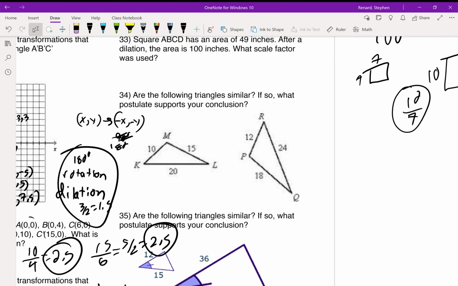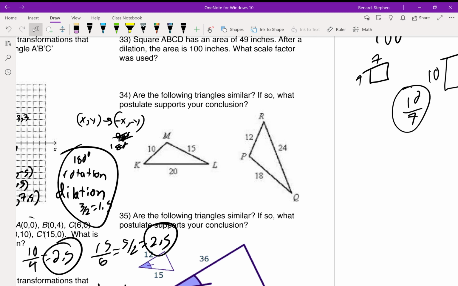Moving on. Are the following triangles similar? Oh, wait, similar? Someone say similar? Unless you're honors geometry, skip it. Are the following triangles similar? If so, what postulate supports your conclusion? So they only give us sides here, so it's got to be side, side, side.